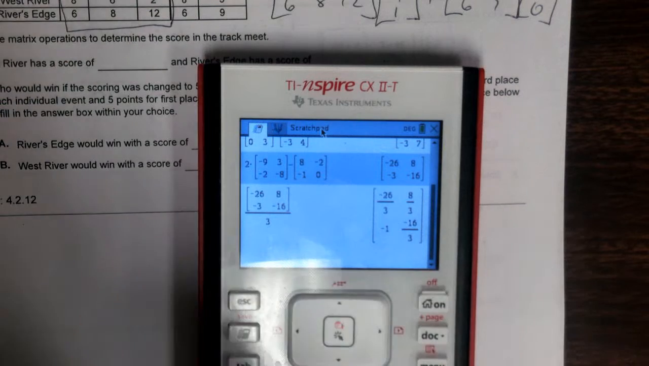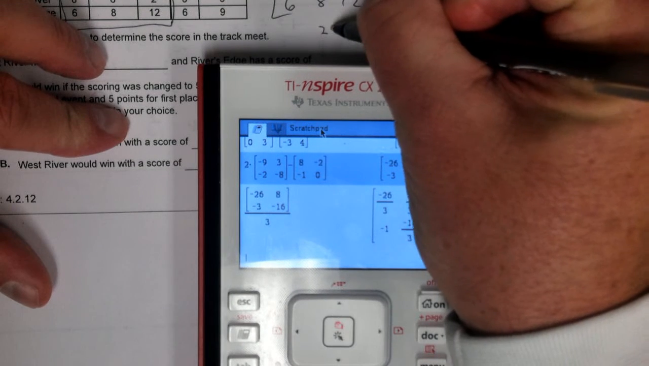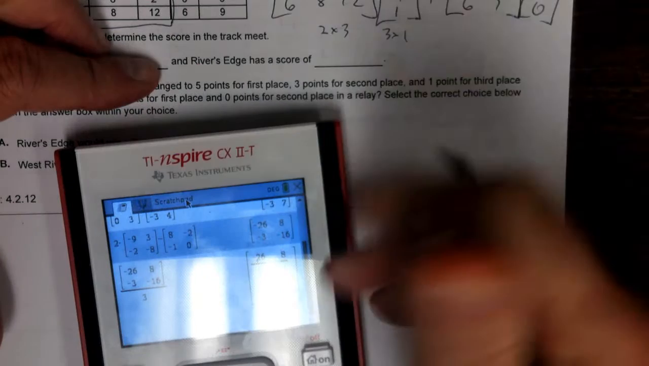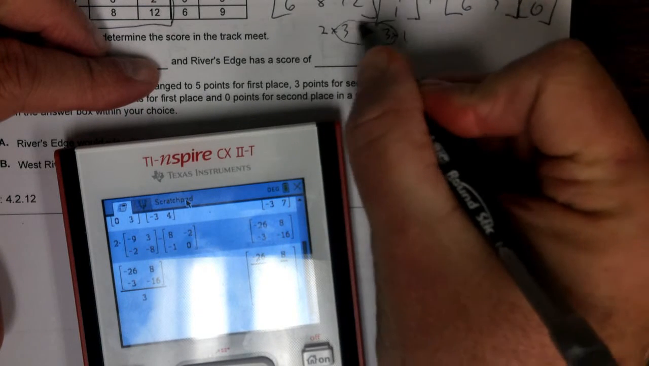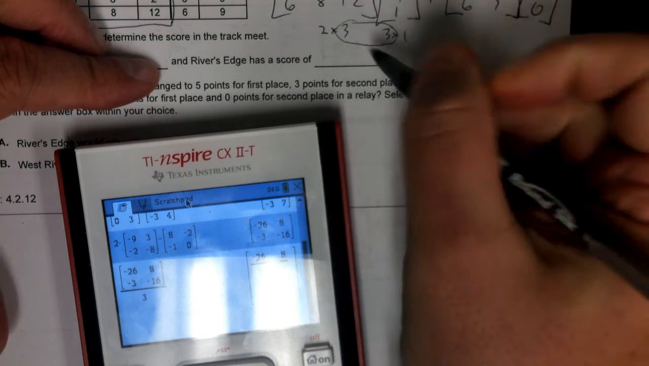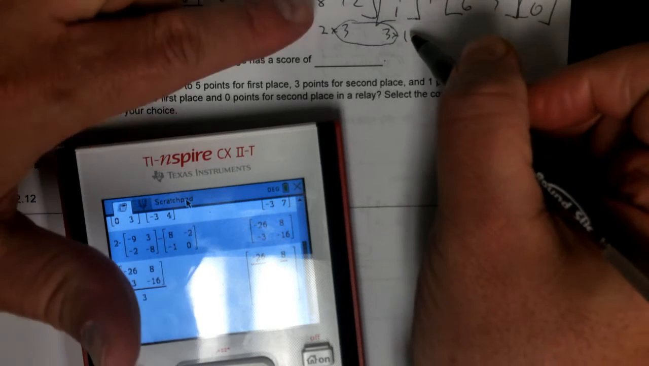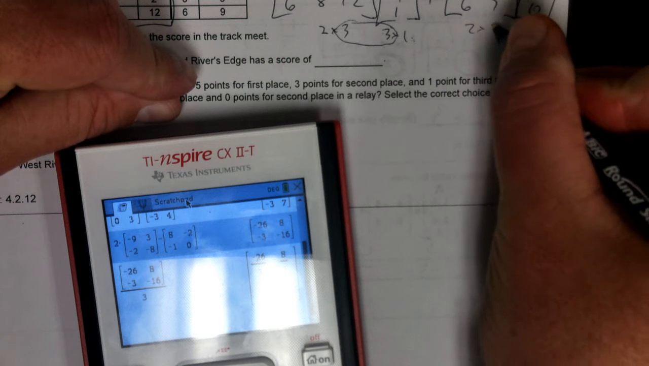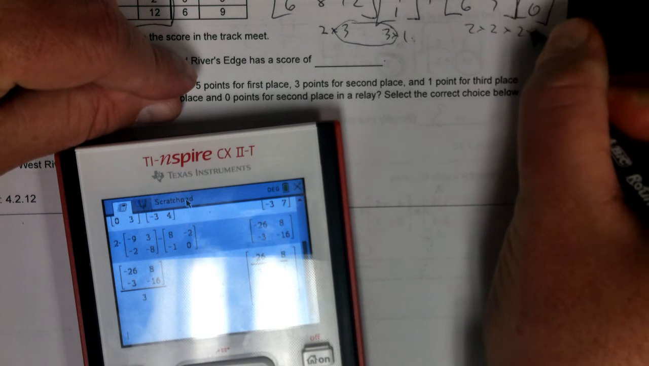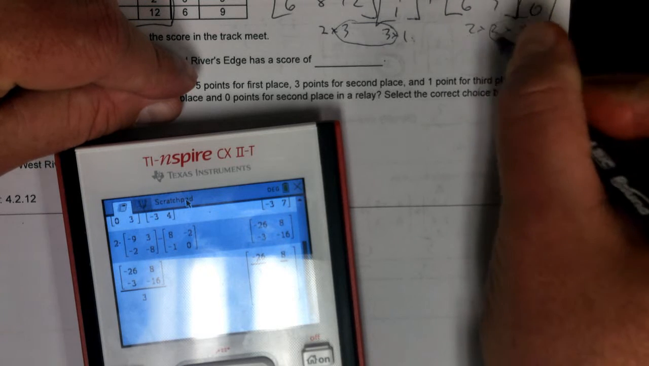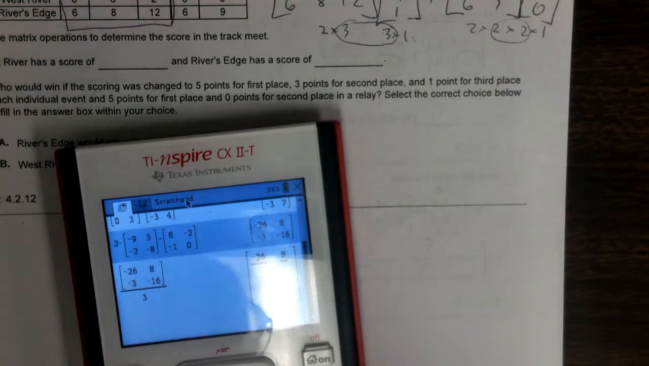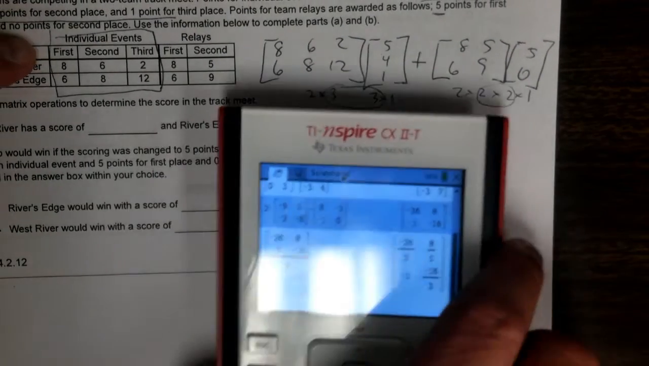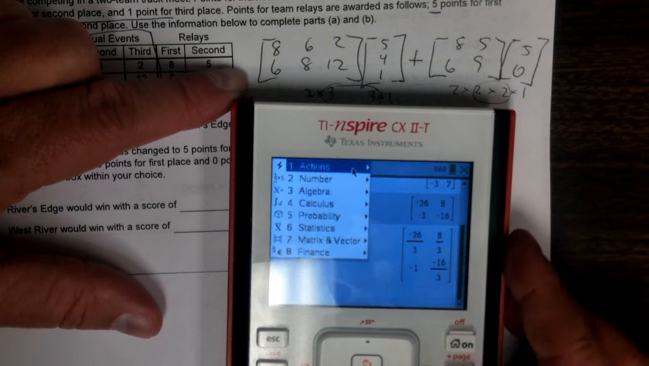So this is a 2 by 3 matrix. This is a 3 by 1. So that means the dimensions work out because the middles are equal, and then 2 by 1 is the answer. And on this one, it's a 2 by 2 times a 2 by 1. So again, you have a 2 by 1 answer. So the easiest way is just type it all out on this one.